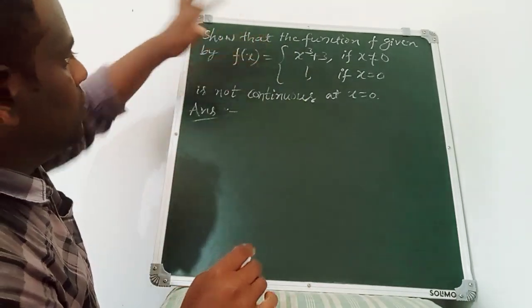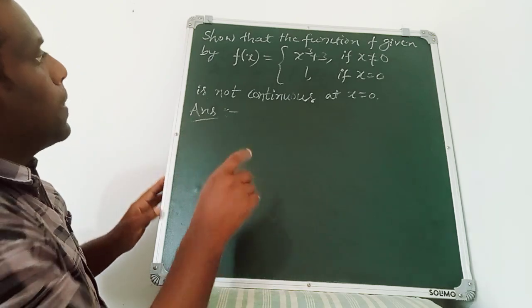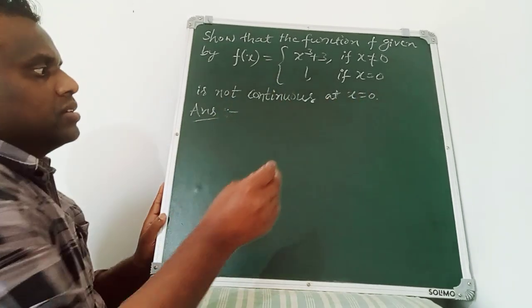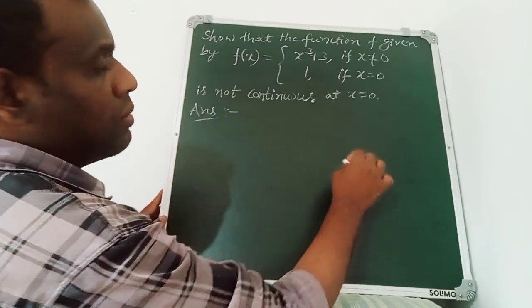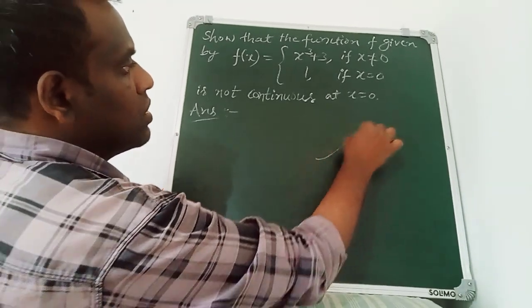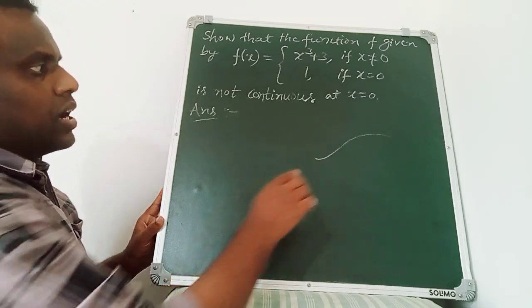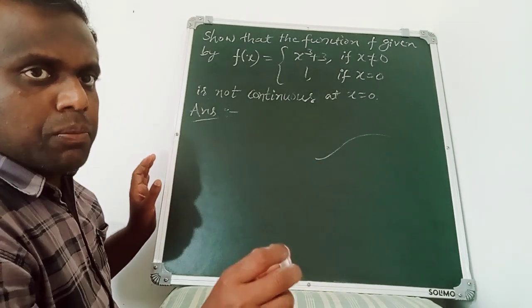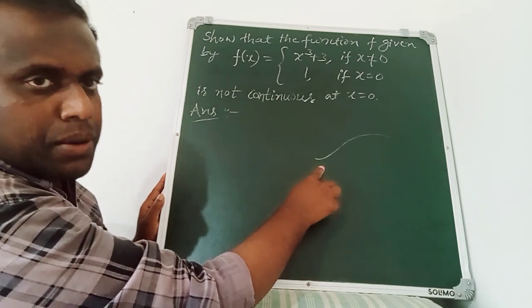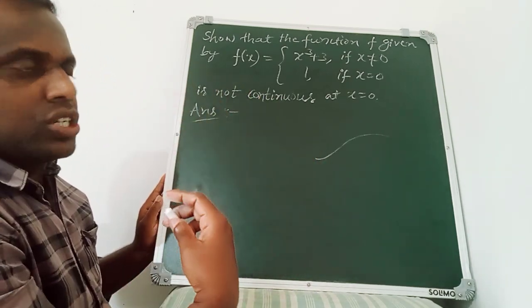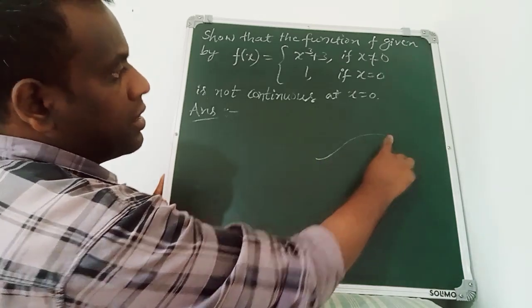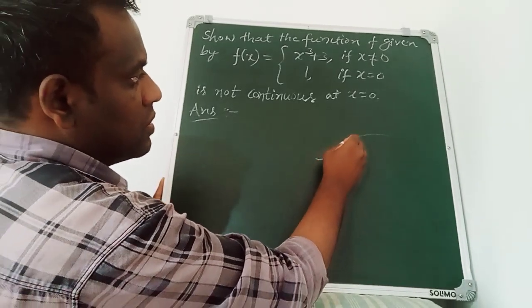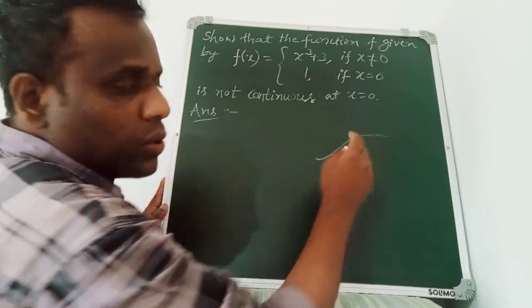So the function is given, and we have to show this function is not continuous at x is equal to 0. That means, for example, I will take a function, some curve. When we graph the function, if we get a curve like this, there are no gaps here. It is continuous. In between there are no gaps or holes.